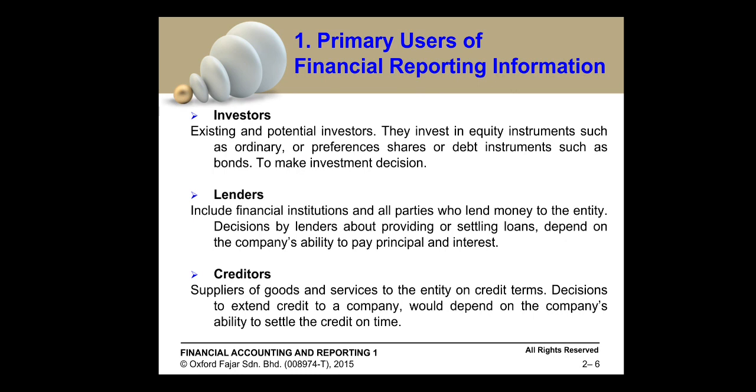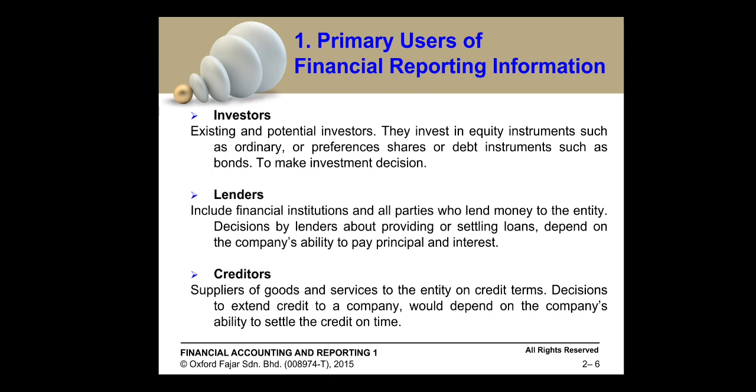Okay, so there are 2 groups of users of accounting information. The first group is called internal users. So the thing is like this. There is a business. The business has to produce financial statement every year. In the financial statement, you can see income statement, balance sheet, etc. Who will use this financial statement? There are 2 groups of users. The first one is internal user. Internal user, basically the management of the business.